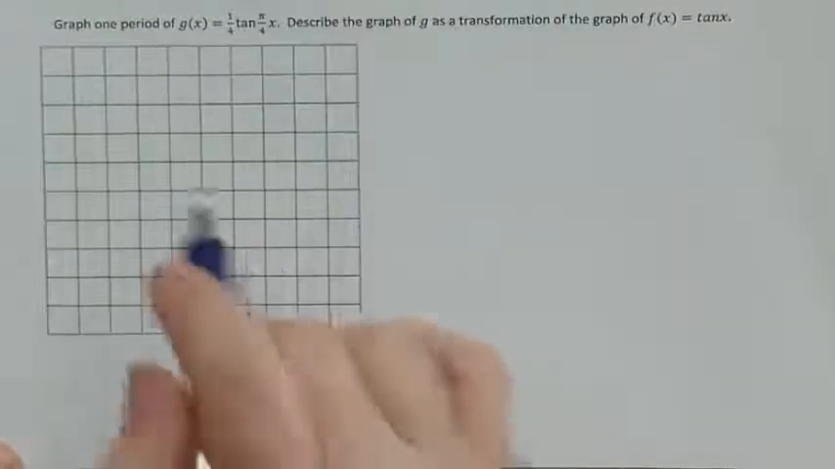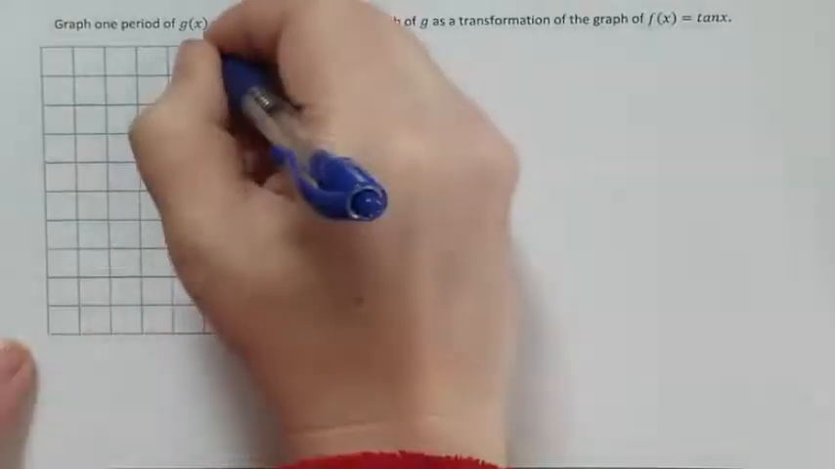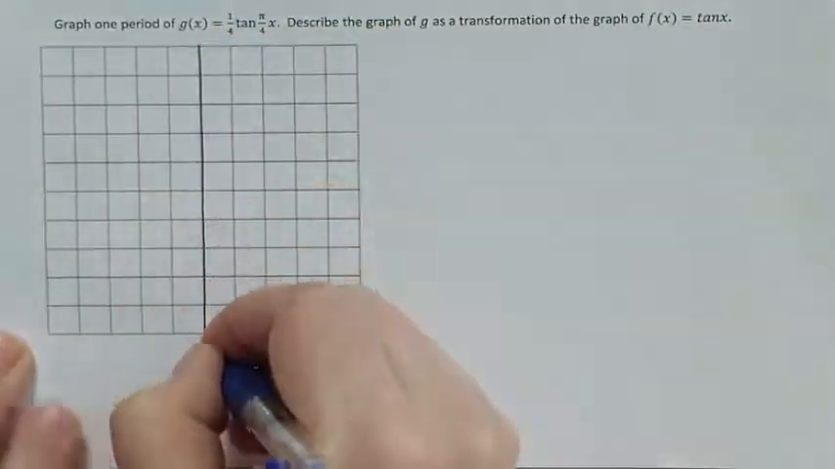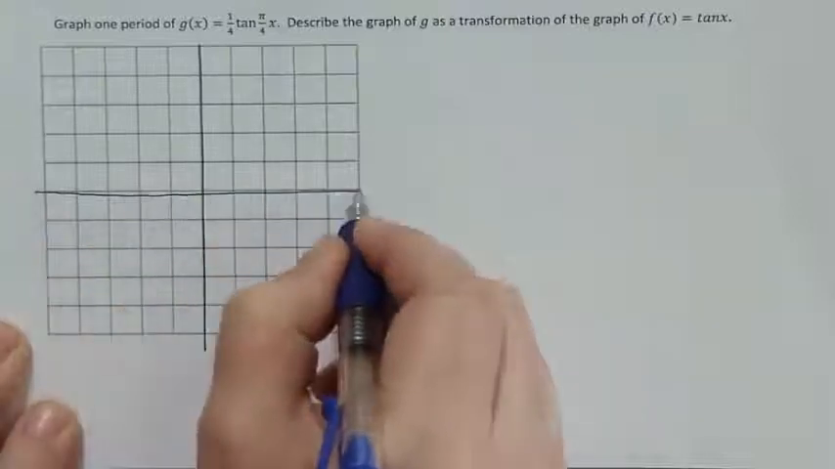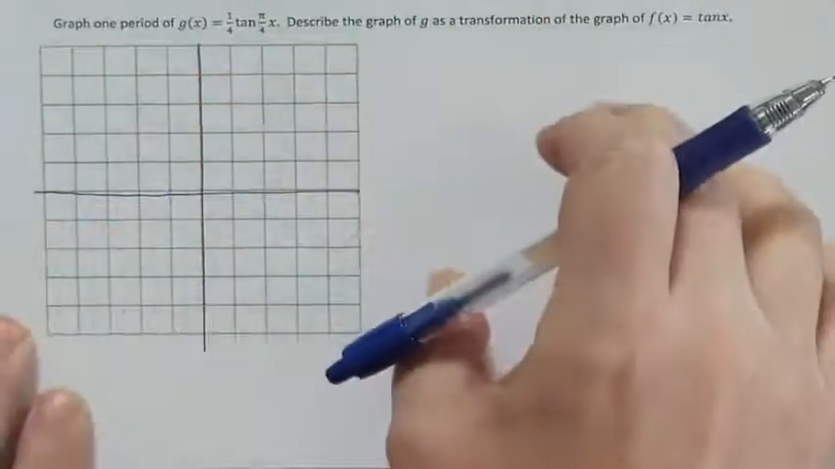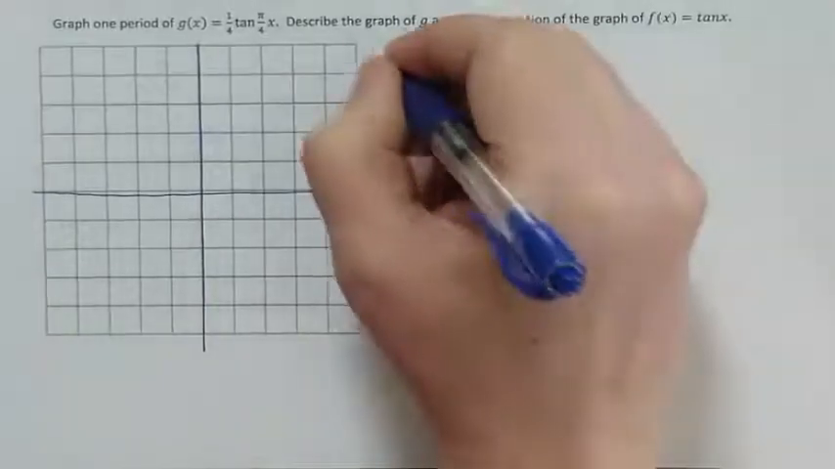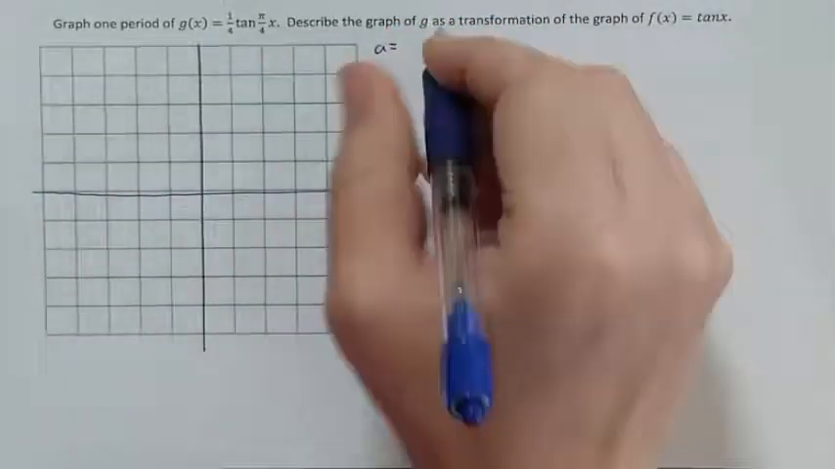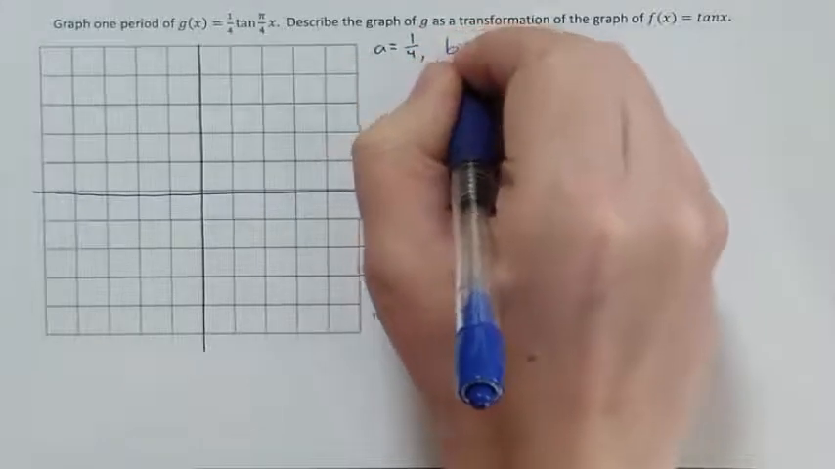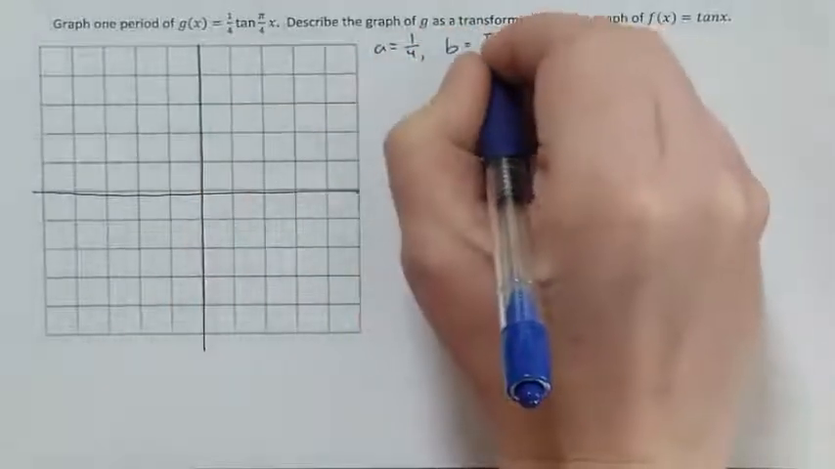Our next problem. We're being asked to graph one period, but we need an XY axis. So let's graph our XY axis. We don't know how to scale it yet because we've got to find the information. Tangent does not have amplitude, so we're not going to do amplitude. But I do need to find my A, which is the 1/4, and I do need to find my B, which is pi fourths.